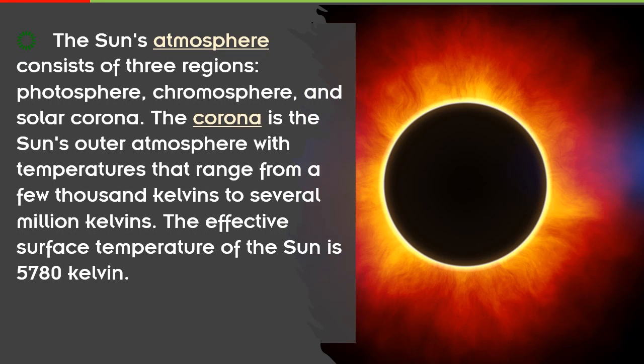The sun's atmosphere consists of 3 regions: photosphere, chromosphere, and solar corona. The corona is the sun's outer atmosphere with temperatures that range from a few thousand kelvins to several million kelvins. The effective surface temperature of the sun is 5,780 Kelvin.